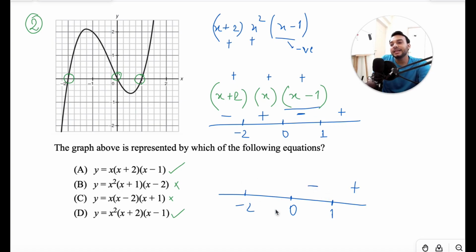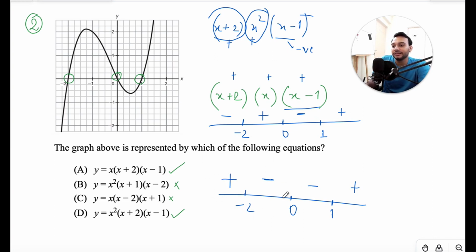Between 0 and -2, this will still stay positive, and this will also be positive. X minus 1 would be negative, so negative still, this one. And then to the left of negative 2, or a number less than negative 2, let's say negative 3. In case of negative 3, the x squared term would still be positive, x minus 1 would be negative, and x plus 2 would be negative. So overall it will be plus.